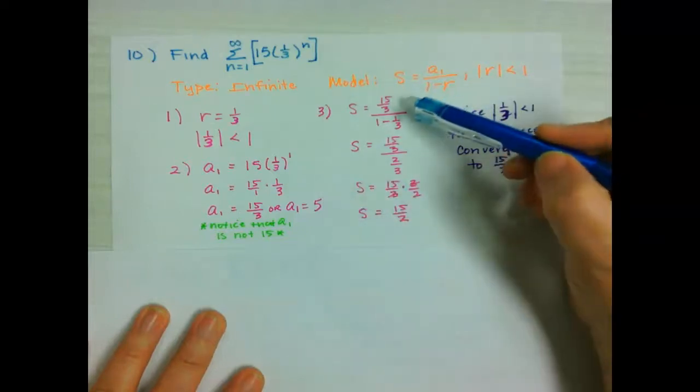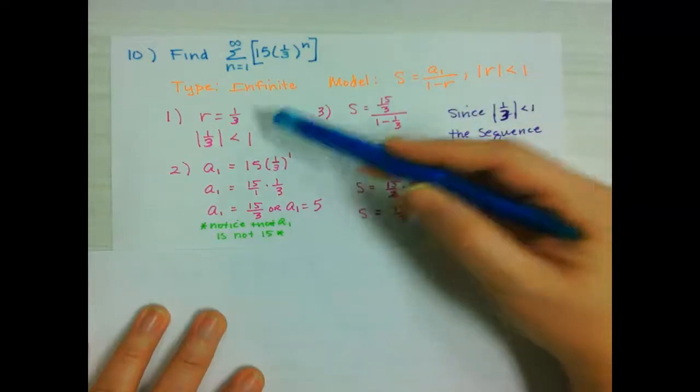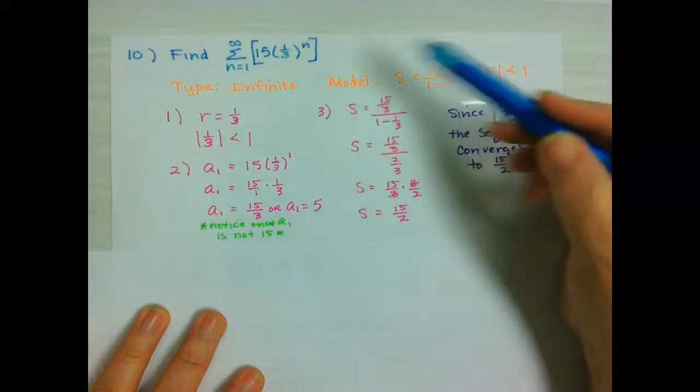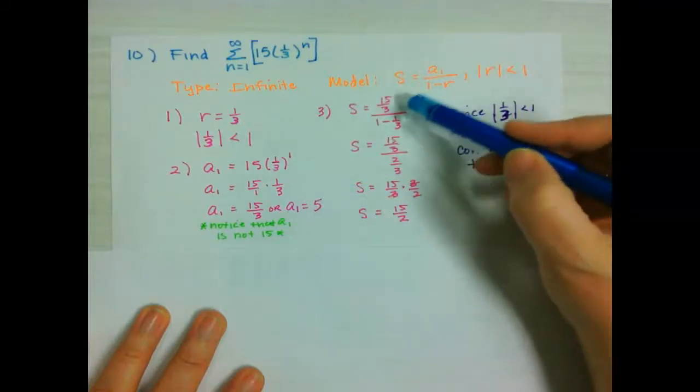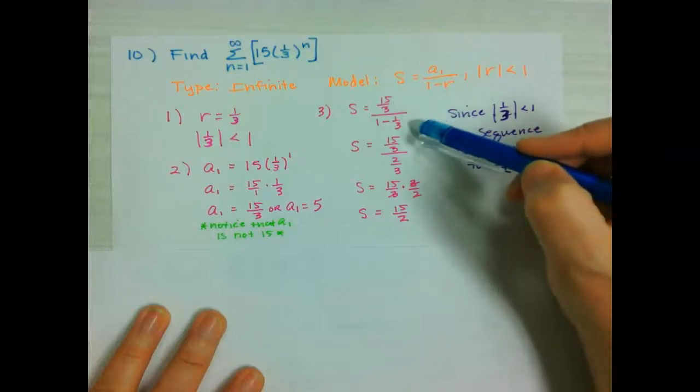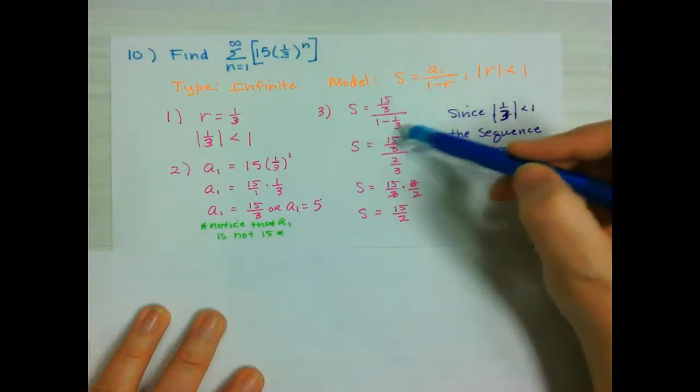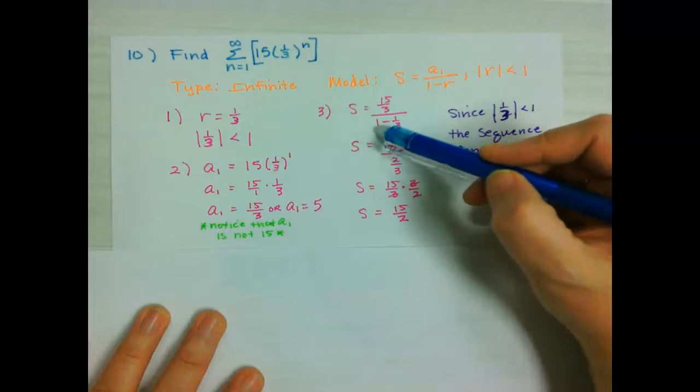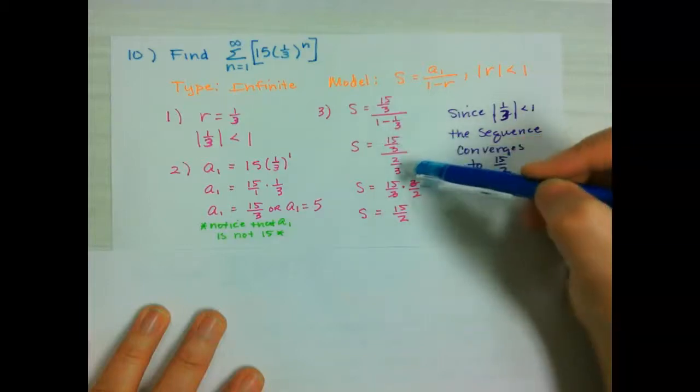Okay, so now I've established my condition, I've calculated my a sub 1, so now I can go to my model. So I did 15 over 3, or you could put 5, and 1 minus 1/3 on the bottom. When I'm combining the bottom, changing a whole number to 3 over 3 means 3 minus 1 is 2/3.